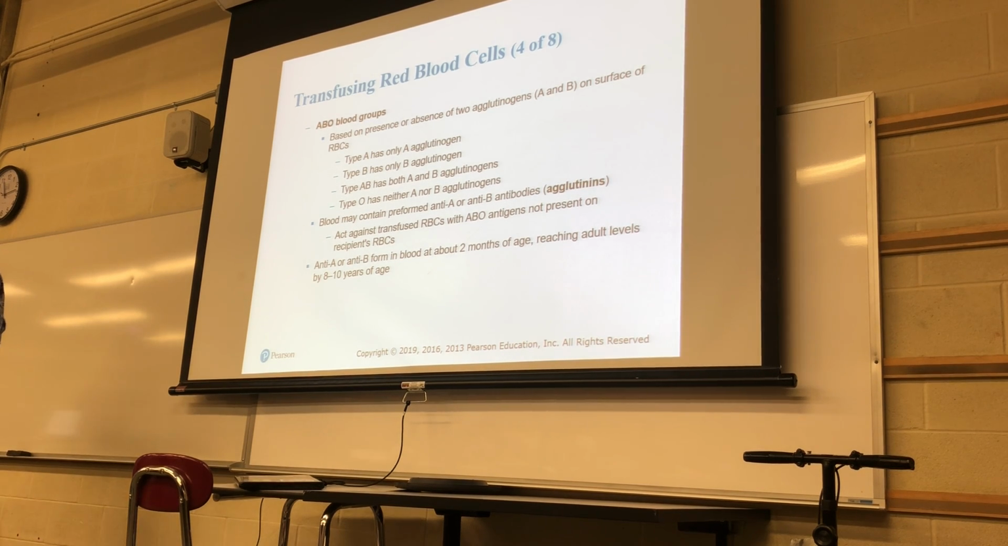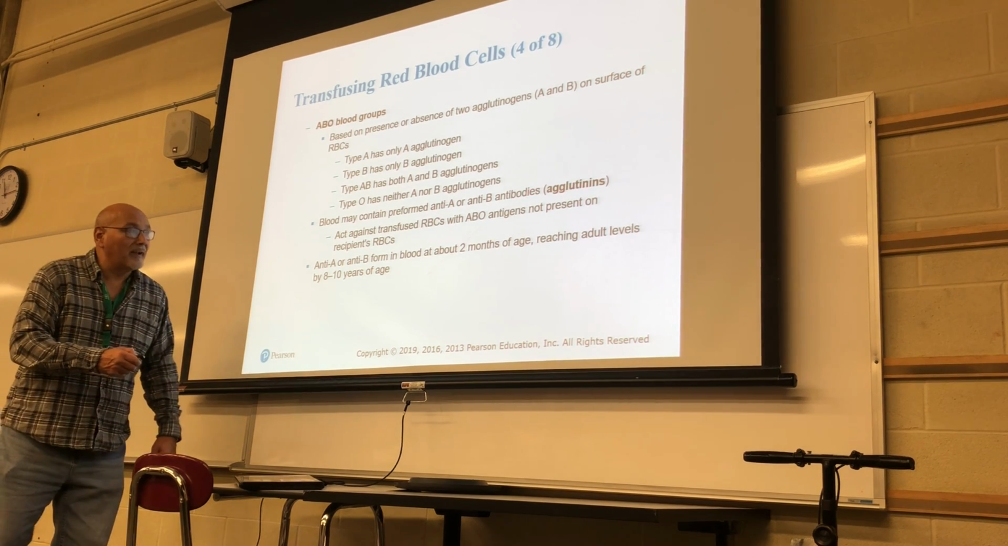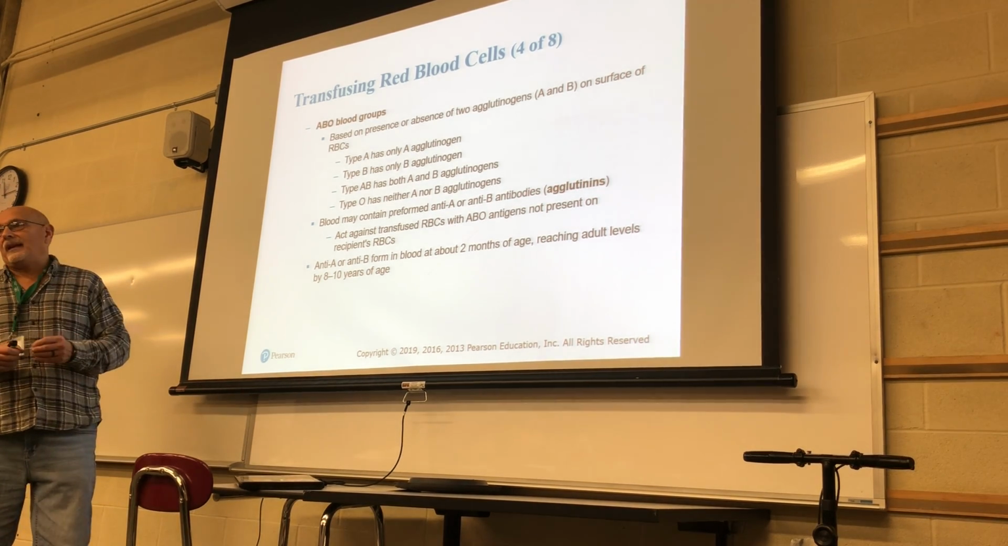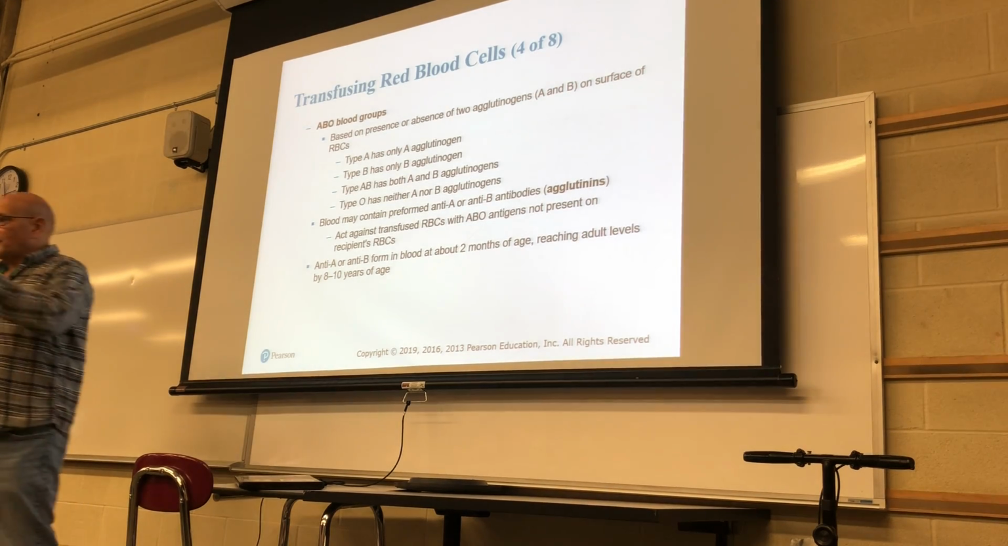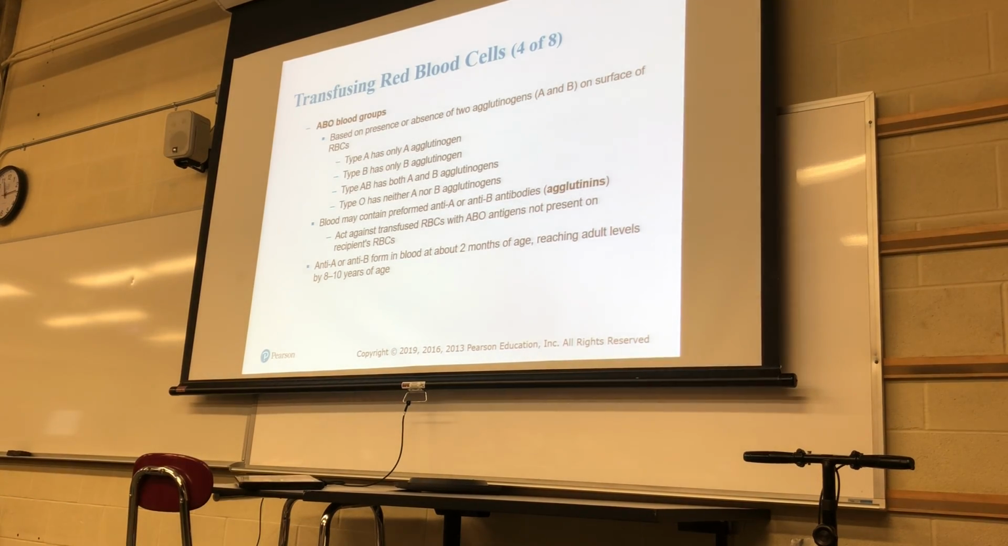Why do they call it O? I don't know. It has nothing. That's why it's a universal donor. We're going to get to that. So for blood type, you have anti-A or anti-B antibodies. So it agglutinates. If you're A and I give you B, your blood's going to gel right up. And that happened many years ago, and they didn't know this.